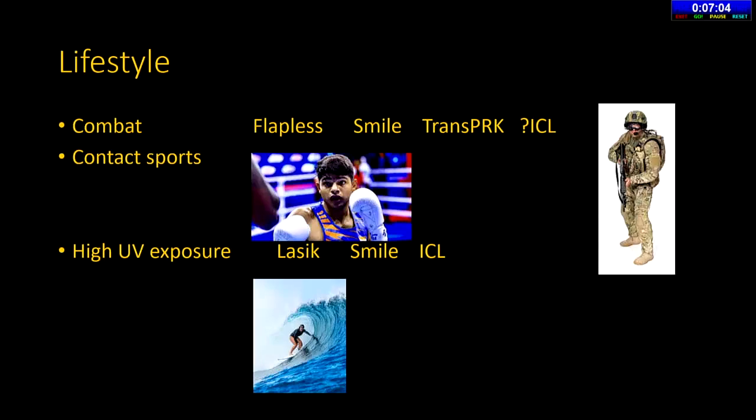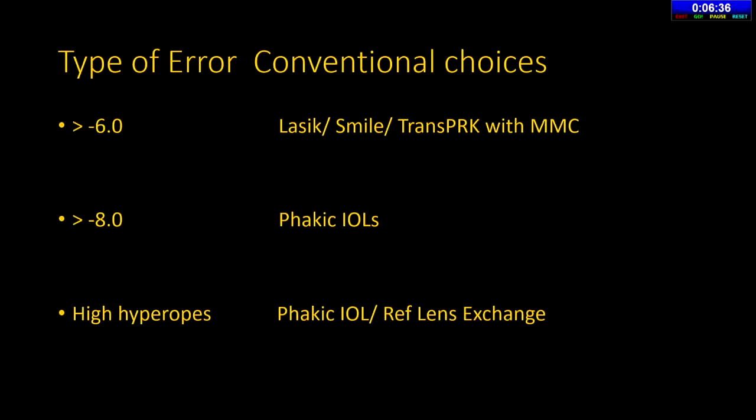If you have a chance of high UV exposure, for example in surfers or in yachters, those that go out in the sea and might not be able to wear UV protection all the time, it may be better to avoid a PRK, a surface procedure, because the chances of developing fibrosis and regression are much higher. You can go for a flap-based procedure like LASIK, or a flapless one like SMILE, or even phakic intraocular lenses. So this is how you customize it depending on what situation the patient is in.